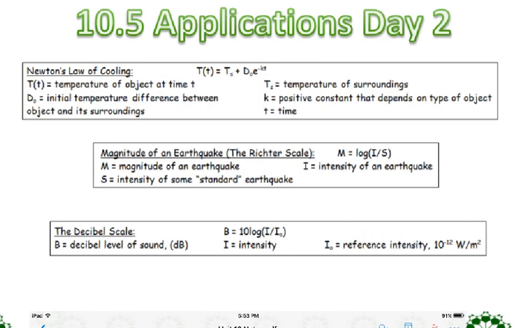We're going to look at Newton's law of cooling, which we actually use in calculus. Not this exact formula, but we do use the law. And a couple of other formulas that use logarithms. So let's take a look.